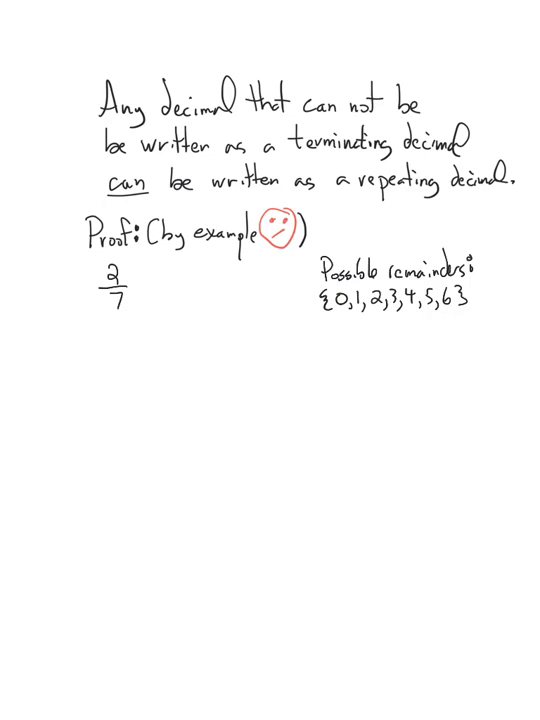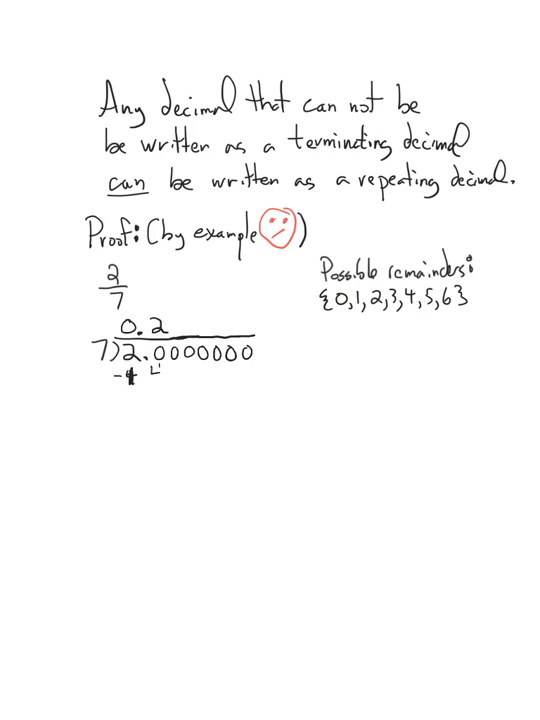So I'm going to do some long division. It's the wrong way around. I need to have the divisor on that side. So 7 into 2. Let's put some decimal places in here just to see what happens. All right, 7 goes into 2 0 times. 7 goes into 20 twice.